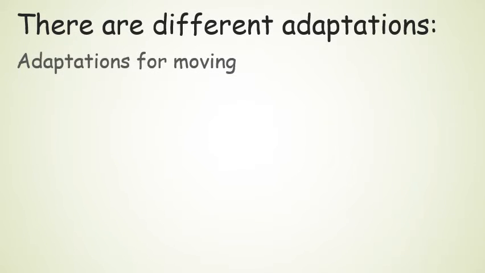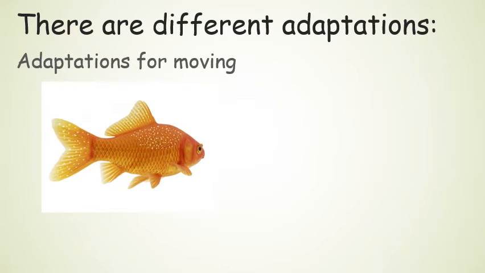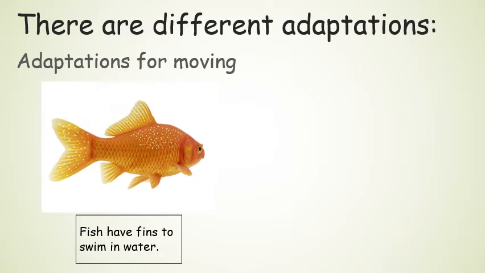Now we are going to talk about different kinds of adaptations. The first kind of adaptation we want to talk about is adaptations for moving. As you notice in the following figure, if I ask you what helps the fish to swim, the fish have fins to swim in water. So the adaptations for moving that the fish have are the fins, because they allow it to swim in water. They are characteristics that allow the fish to swim in water.